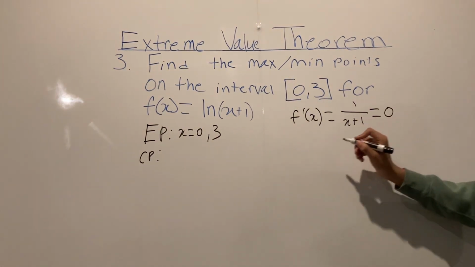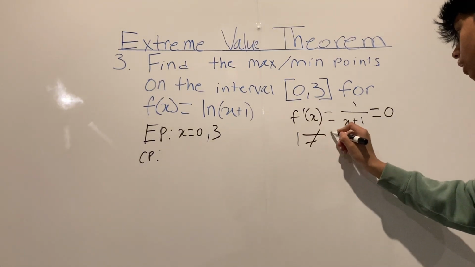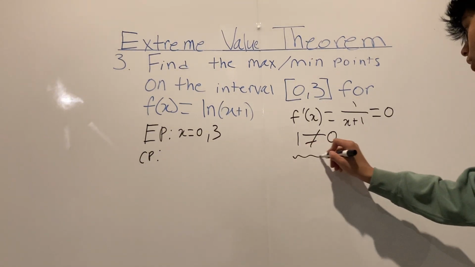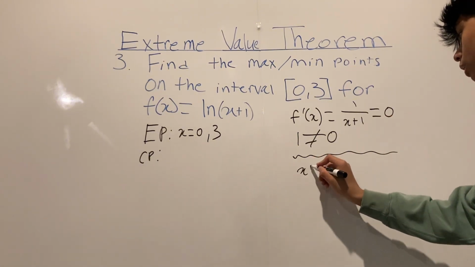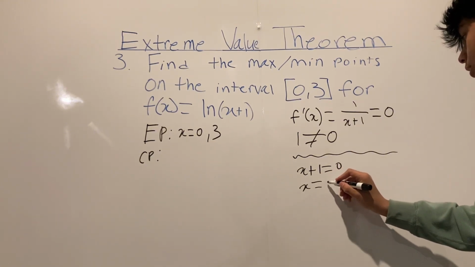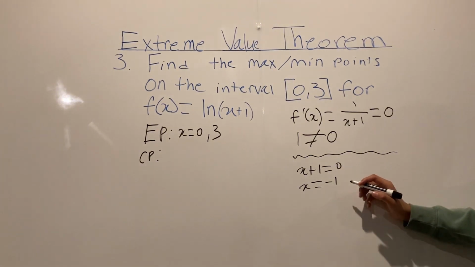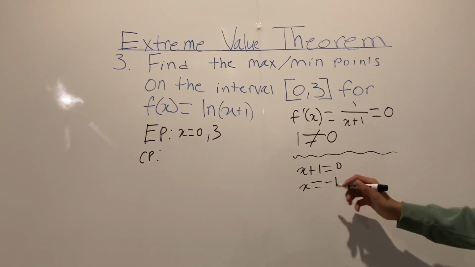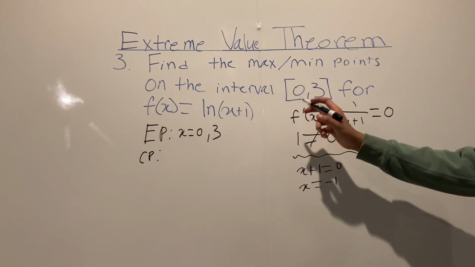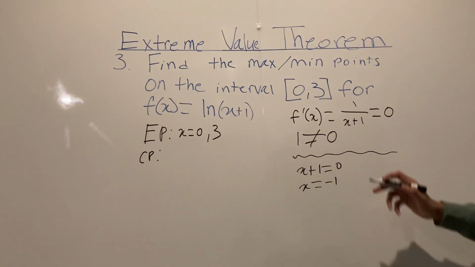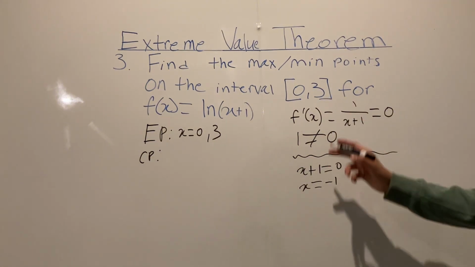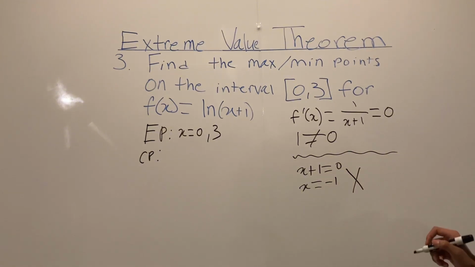Now our numerator is just 1. So 1 is not equal to 0. So we can say that there's no points of horizontal tangency. Now let's look at our denominator. X plus 1 equals 0. Now subtract 1 on both sides and we'll get x equals negative 1. This is where there's a point of vertical tangency, where the slope is undefined, a vertical straight line. But this is not in the interval 0 to 3. So even though there is a point of vertical tangency, it is not in the interval that they're asking for. So because it's not in the interval, we can't use this either.